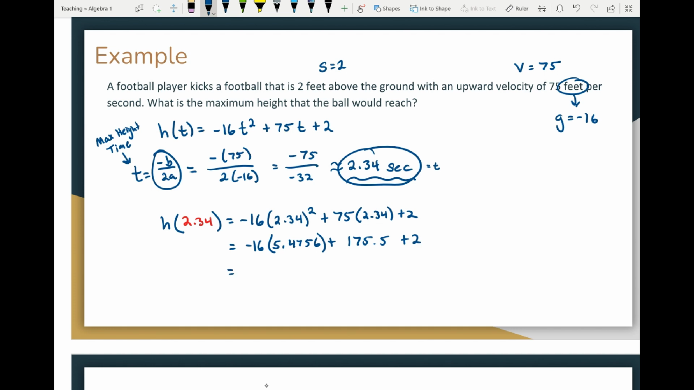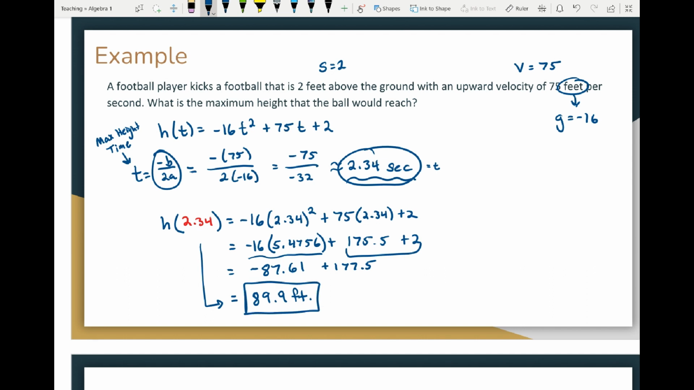I can multiply this next step right here. And then we have about negative 87.61. And then if I add these two together, I get 177.5. And at the very end, the height at 2.34 seconds is about 89.9 feet. And if you were ever unsure of these answers and you don't like doing all this math, you could always plug the function into a graphing calculator, except you would have to use x instead of t. So if you were to put this in Desmos or a TI-84 calculator, you would clearly see that at the top point you would be at about 89.9 feet, give or take a couple decimal points.